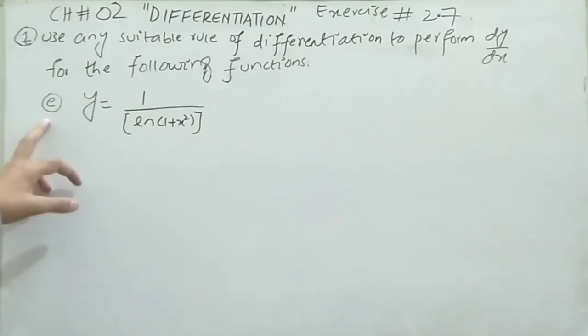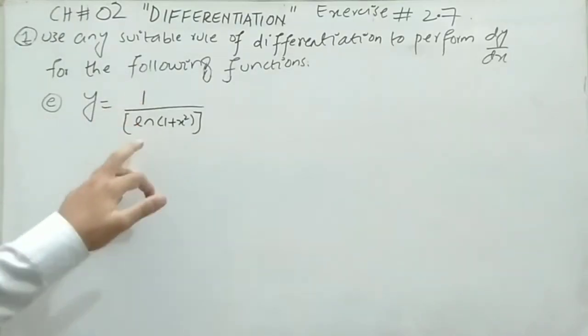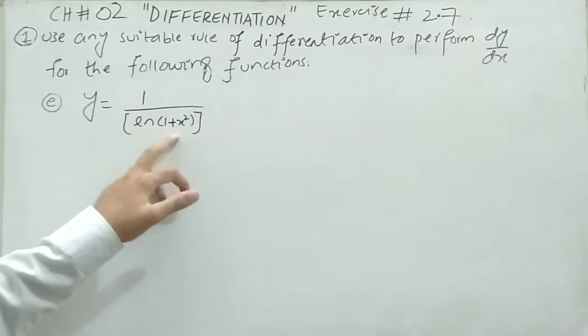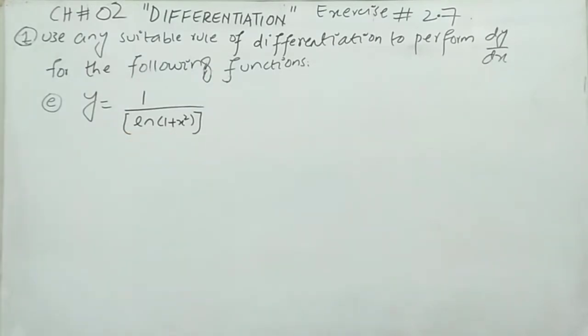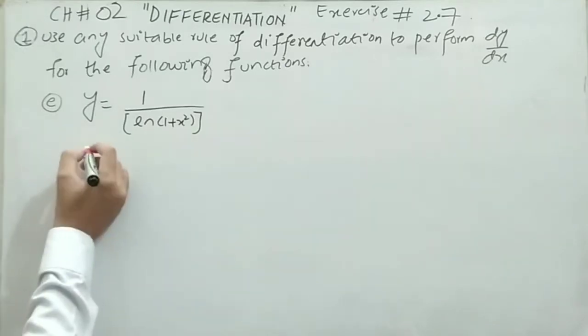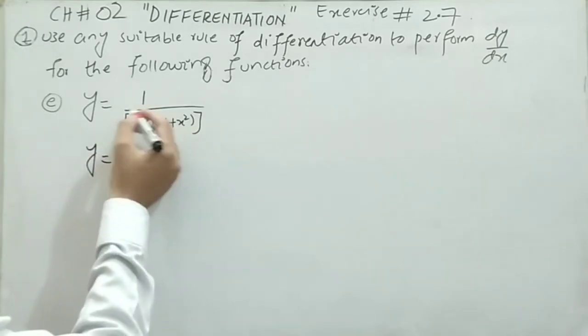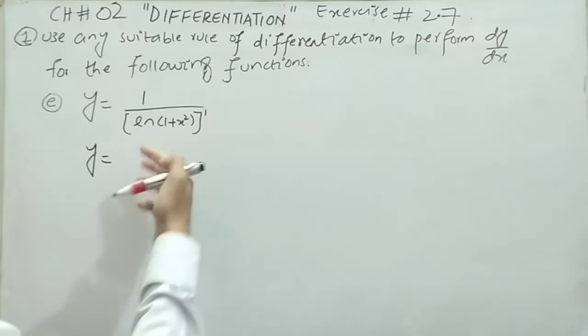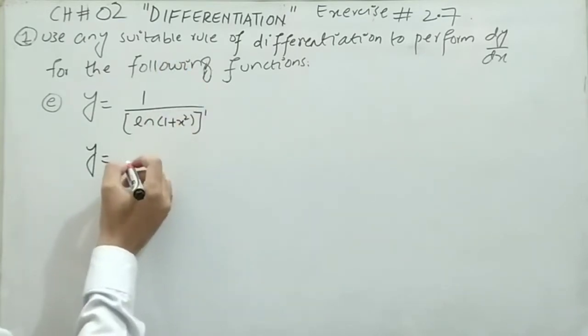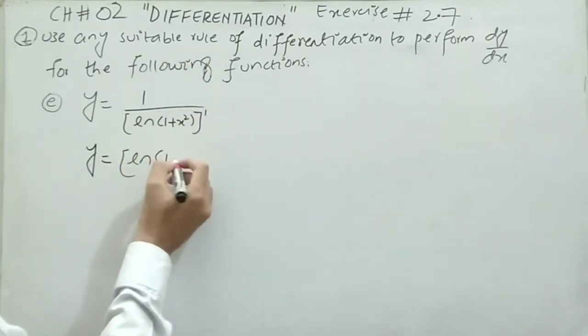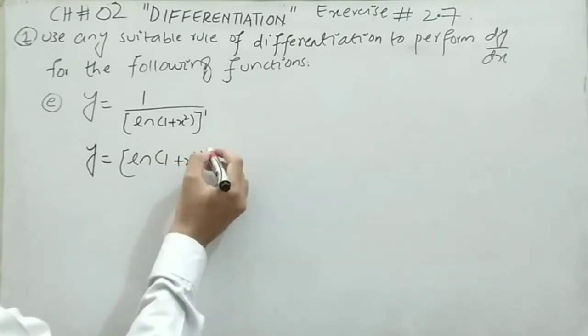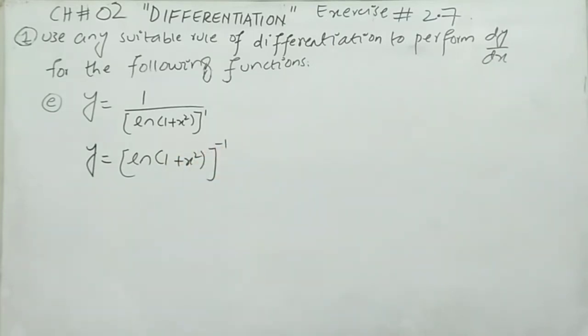Now move toward part number E. It tells that y is equal to 1 divided by natural log of 1 plus x square. Find the derivative of this function. So move toward the solution. It becomes y is equal to, here the power of this whole term is 1. By moving to the numerator, the power will become negative: ln of 1 plus x square, the whole raised to the power negative 1.